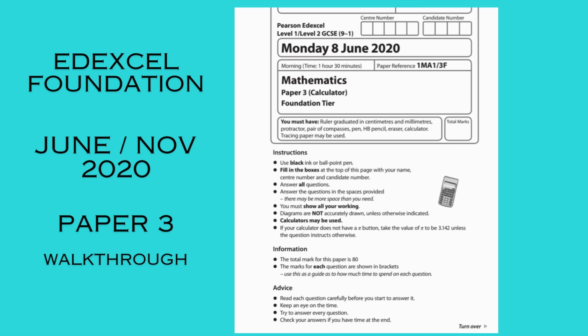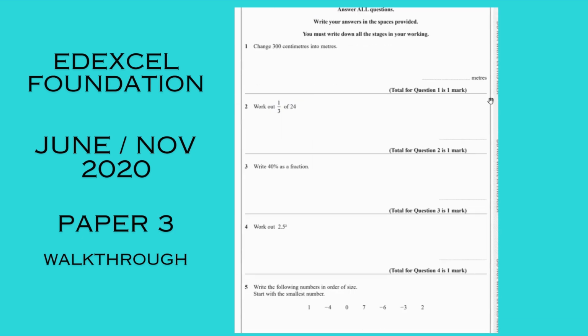So here we go for the Edexcel foundation paper from the COVID year, June/November 2020. It's paper 3, so get your calcs out and let's go. First page, as always, don't overcomplicate, but don't take too lightly.